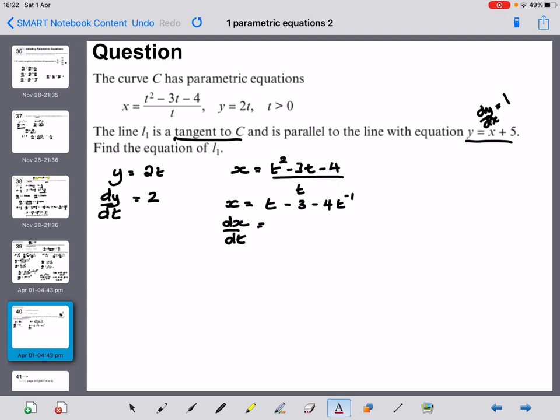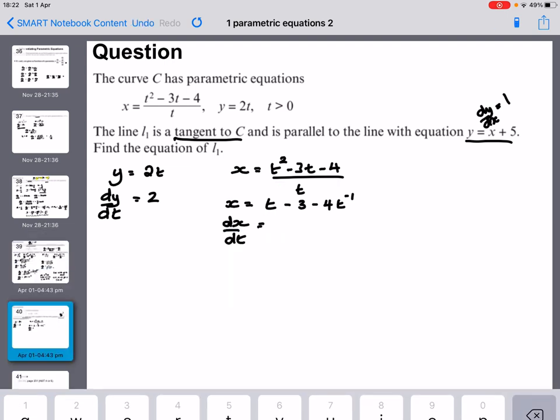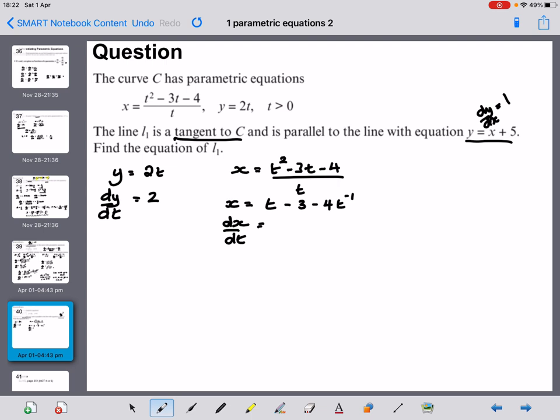dx by dt, derivative of t is 1. Derivative of 3 is nothing. Derivative of negative 4t to the minus 1: so the power comes down, times by minus 4, so that's plus 4. And then we take 1 off the power. Okay, so dx by dt is 1 plus 4 over t squared.